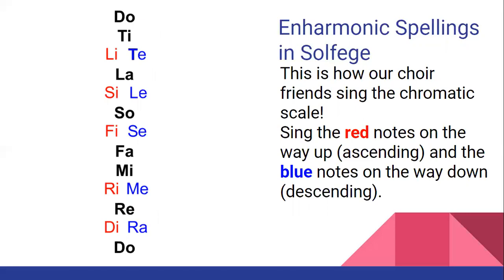Coming down the chromatic scale, the blue notes, we change the last letter to the letter E. So ti becomes te. But we have a problem with re, don't we? It already ends in E. So when we lower re a half step, we have to change it to ra.